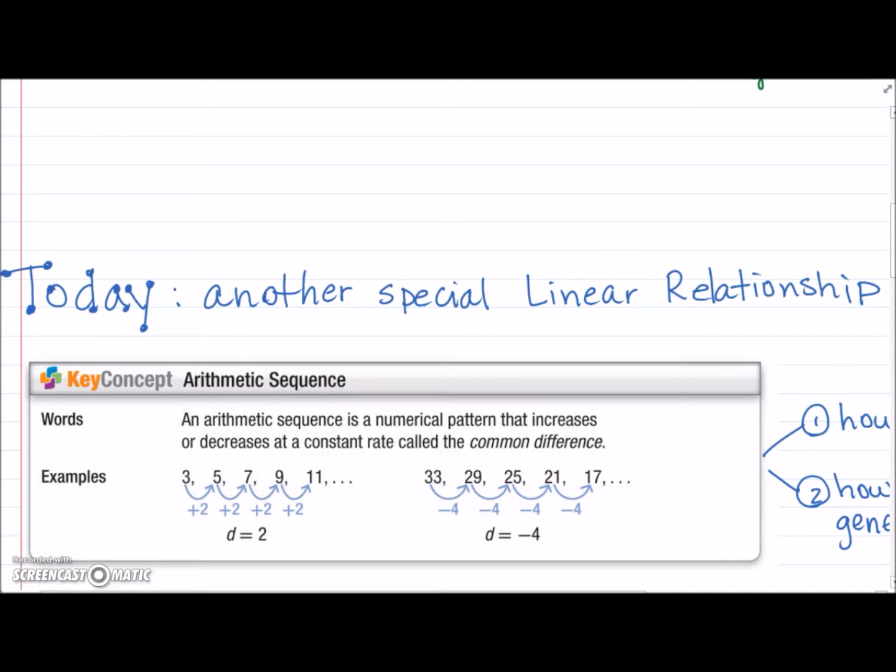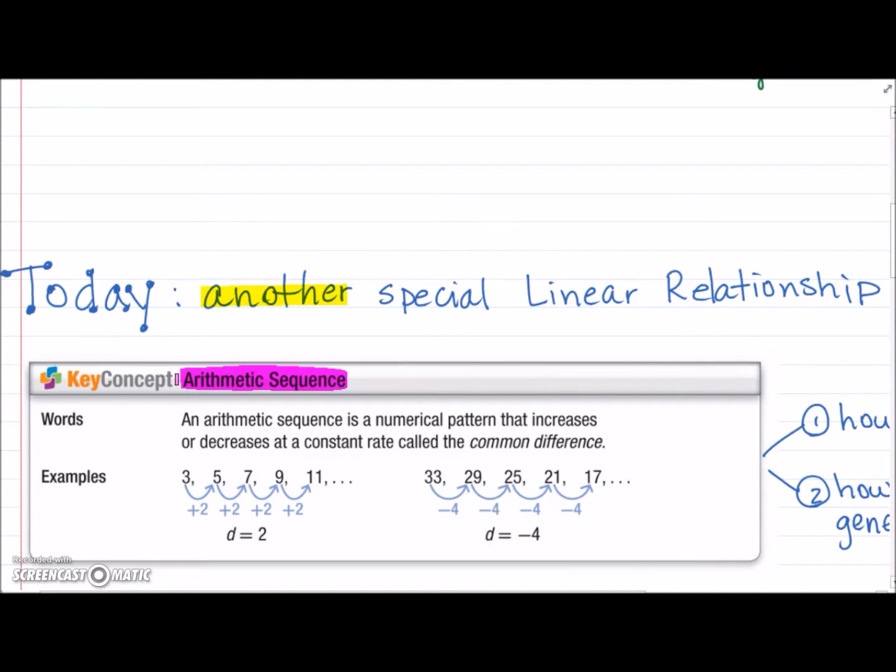Your warm-ups where we reviewed direct variation, and we said yesterday that that is just a special example of a linear relationship. Today we're going to look at another special example of a linear relationship, and this is an arithmetic sequence. When you hear the word arithmetic sequence, it doesn't sound the same, but you recognize the word arithmetic, I hope. And so that is a big clue on what these sequences involve.